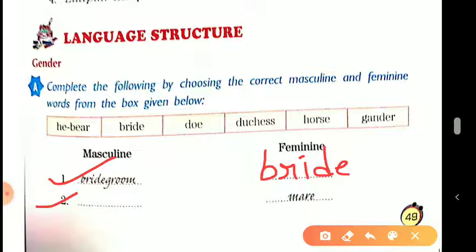Then the second one, the feminine gender given is mare. We need to write the masculine gender of mare, and the masculine gender of mare is horse. So we will write horse in the masculine gender. So bridegroom, bride, horse, mare. Horse, ghoda, and ghoda ka feminine gender kya hota hai? Ghodi. Ghodi ko English mein kya bolte hai beta? Mare.